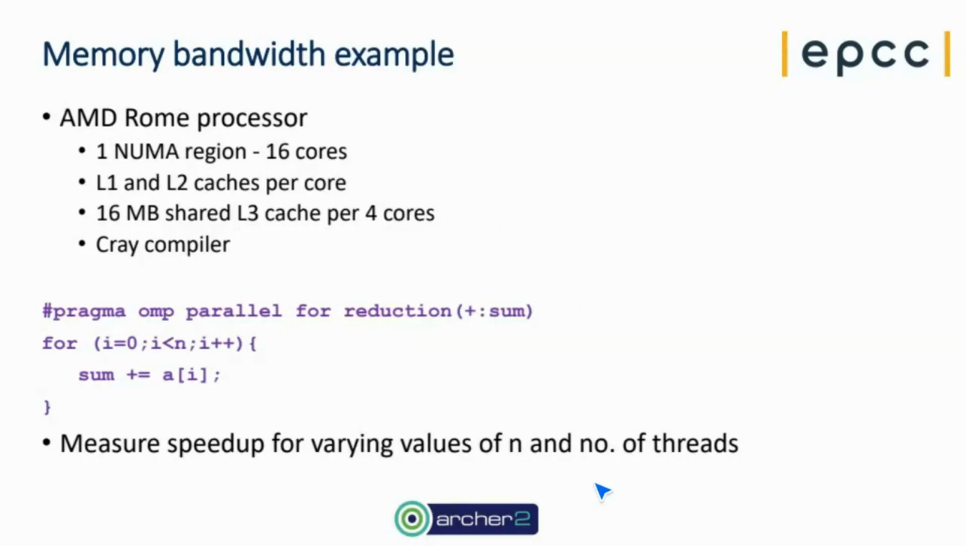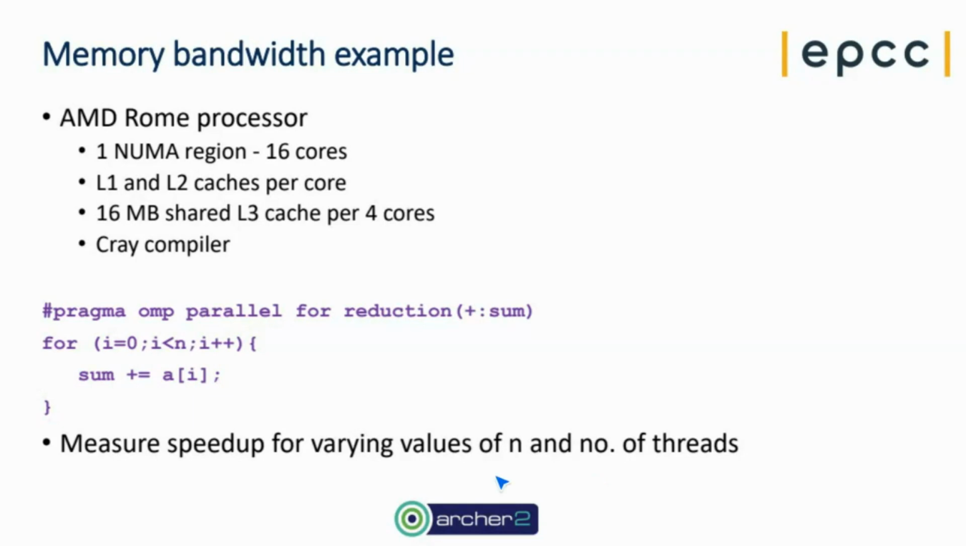Okay, so here's an example from ARCHER2. This is looking at the AMD Rome processor, and we're just focusing on a single NUMA region, just going up to 16 cores, all on the same NUMA region. So there are no NUMA effects in play here. Just remember, we've got level 1 and level 2 caches per core, and then we have this 16 megabyte shared L3 cache for every set of 4 cores.